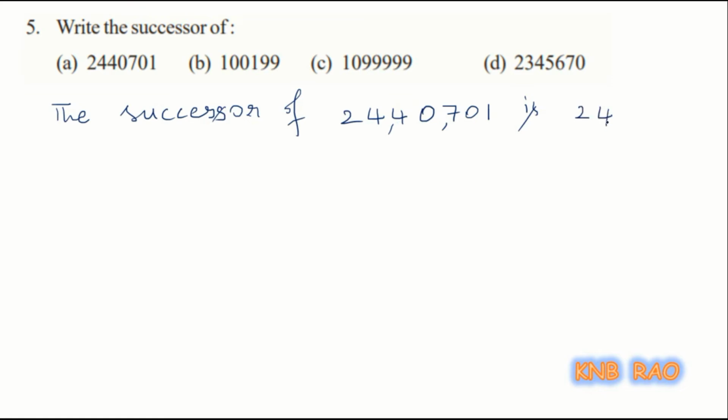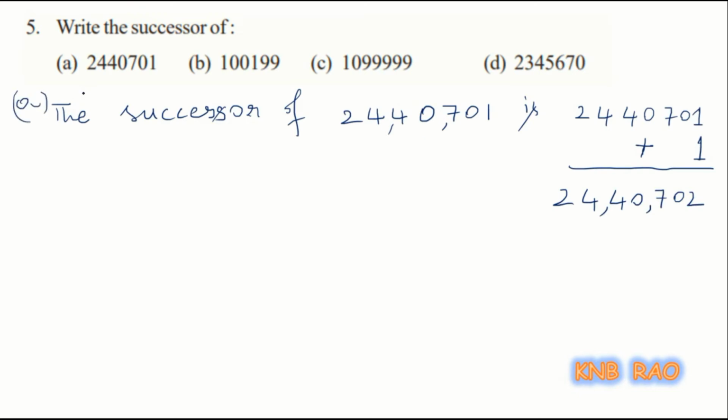So 24,40,701 plus 1 will give us 24,40,702. It is the successor. So any number, if you want to find the successor to it, add 1 to the number, and you will get the successor. So do for the rest of the numbers similarly how I have done.